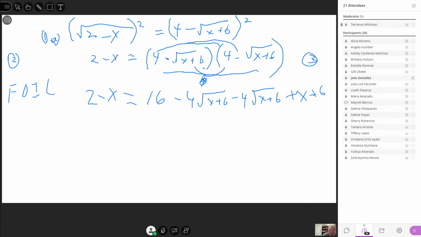Ask me a question about this line. This is line 4. This is FOIL. Any question how we got the right-hand side? Now's the time to ask.